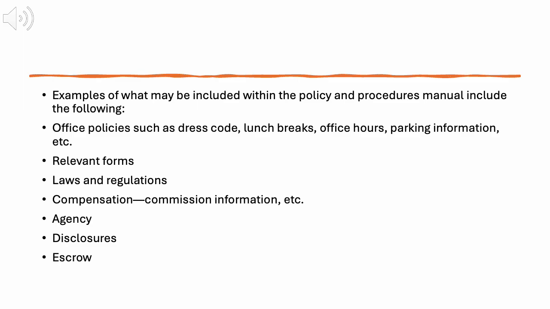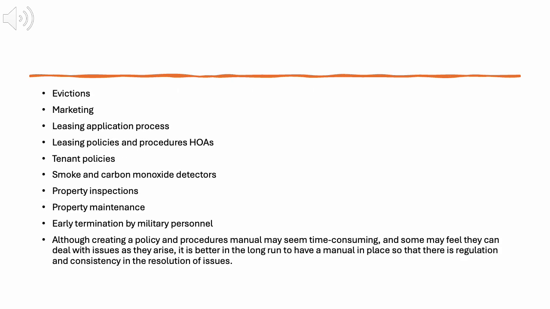Examples of what may be included within the policy and procedures manual include the following: office policies such as dress code, lunch breaks, office hours, parking information, etc., relevant forms, laws and regulations, compensation, commission information, etc., agency, disclosures, escrow, evictions, marketing, leasing application process, leasing policies and procedures for the HOA, tenant policies, smoke and carbon monoxide detectors, property inspections, property maintenance, early termination by military personnel.